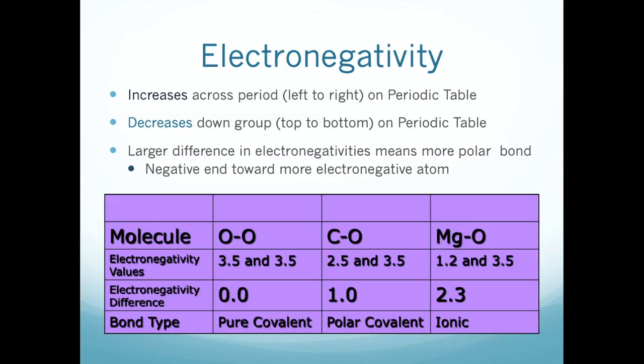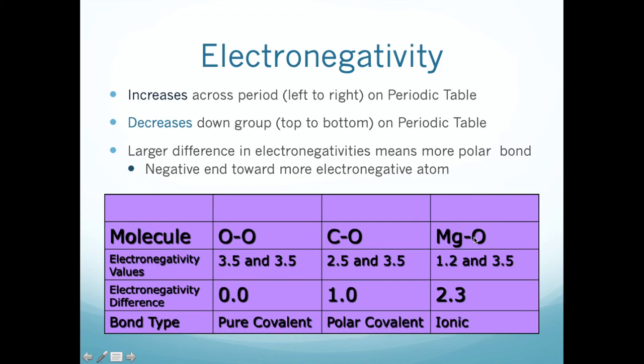But my point is that you can look at those differences in numbers and figure out the type of bonding you have. So in the case of an oxygen molecule, where both your atoms have the same electronegativity, and therefore the difference is 0, that's a pure covalent bond. When you get a difference in electronegativity, in this case between carbon and oxygen it's a difference of 1.0, that's where you get a polar covalent bond.